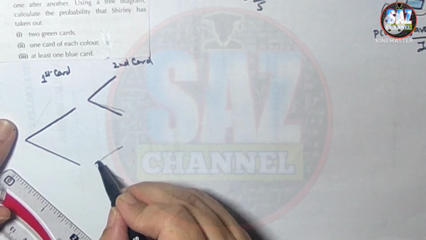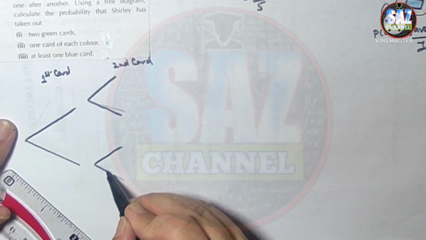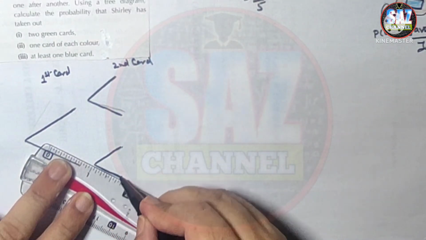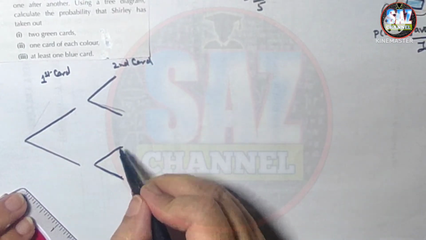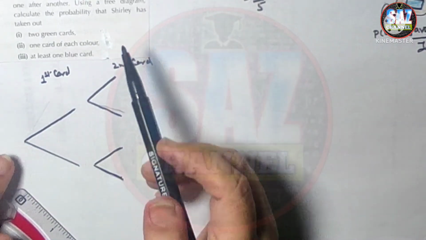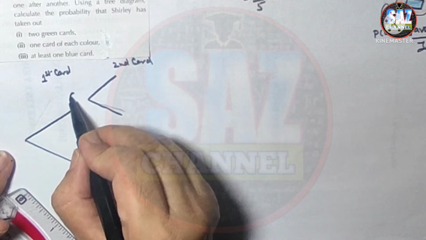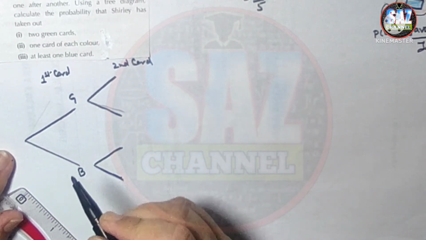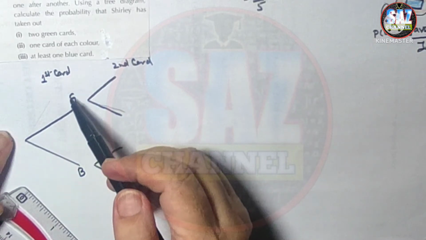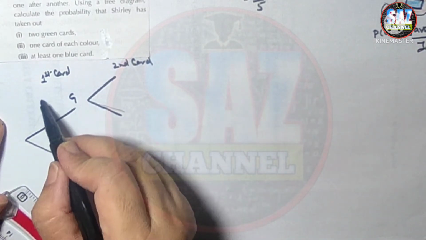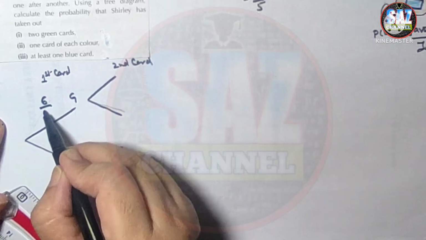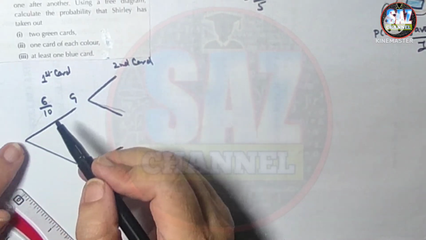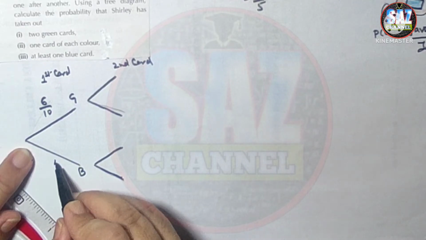Let me draw this line nicely. Fine. Now the problem says that green and the other color is blue. Chances of green on the first draw are 6 by 10, and as the sum of all of the probabilities is always 1, the chances of blue are 4 by 10.